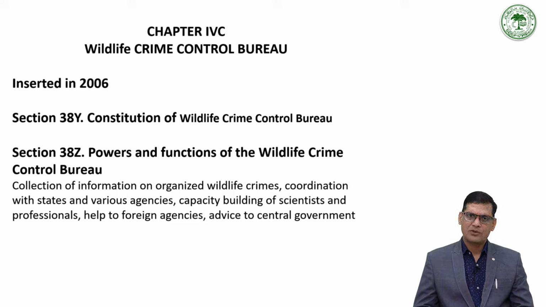The Wildlife Crime Control Bureau shall collect information on organized wildlife crimes, coordinate with states and various agencies, help in implementation of obligations under various international conventions and protocols, build capacity of scientists and professionals, help foreign agencies, advise the central government on issues relating to wildlife crimes having national and international ramifications, and suggest changes required in relevant policy and law to prevent crime against wildlife species.